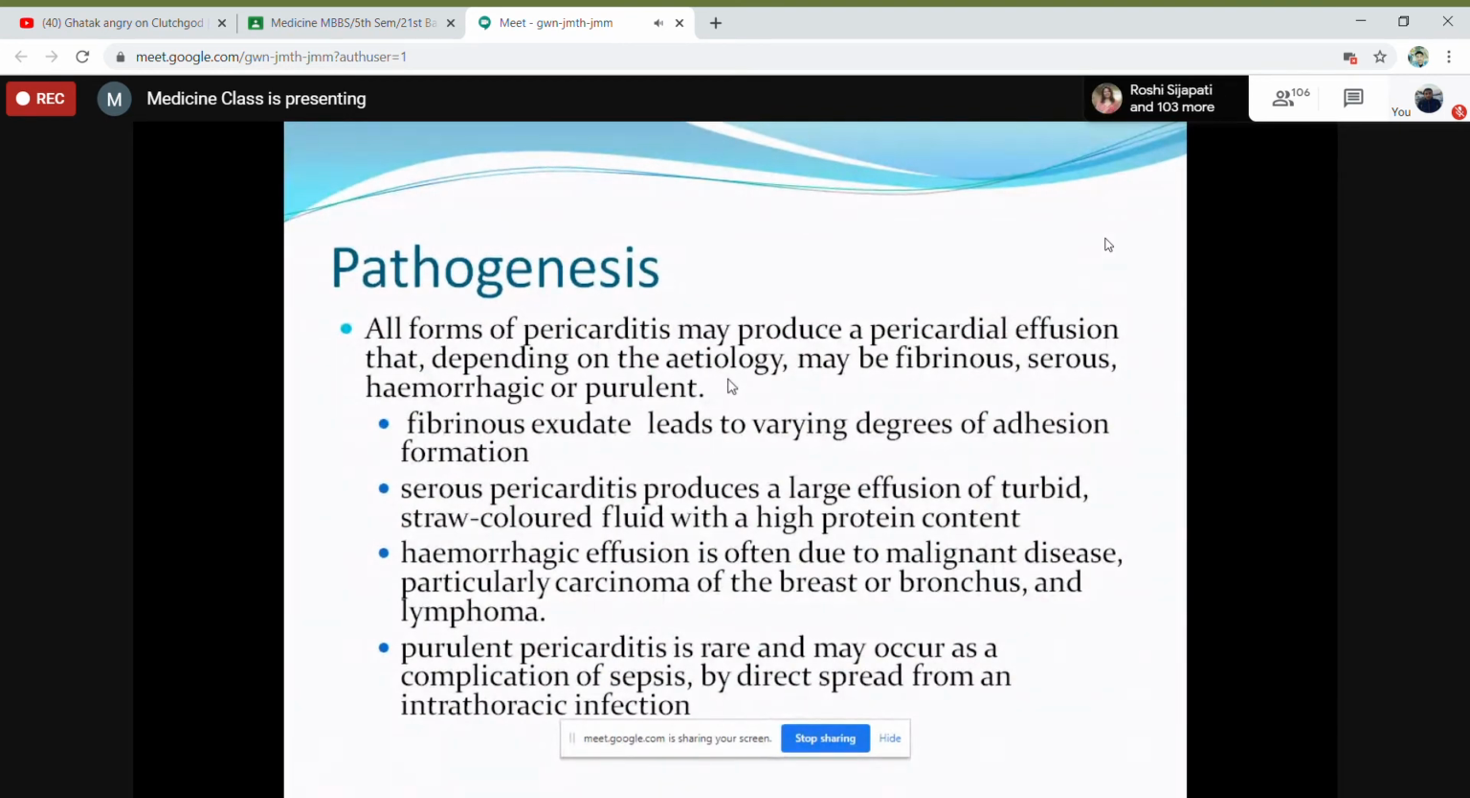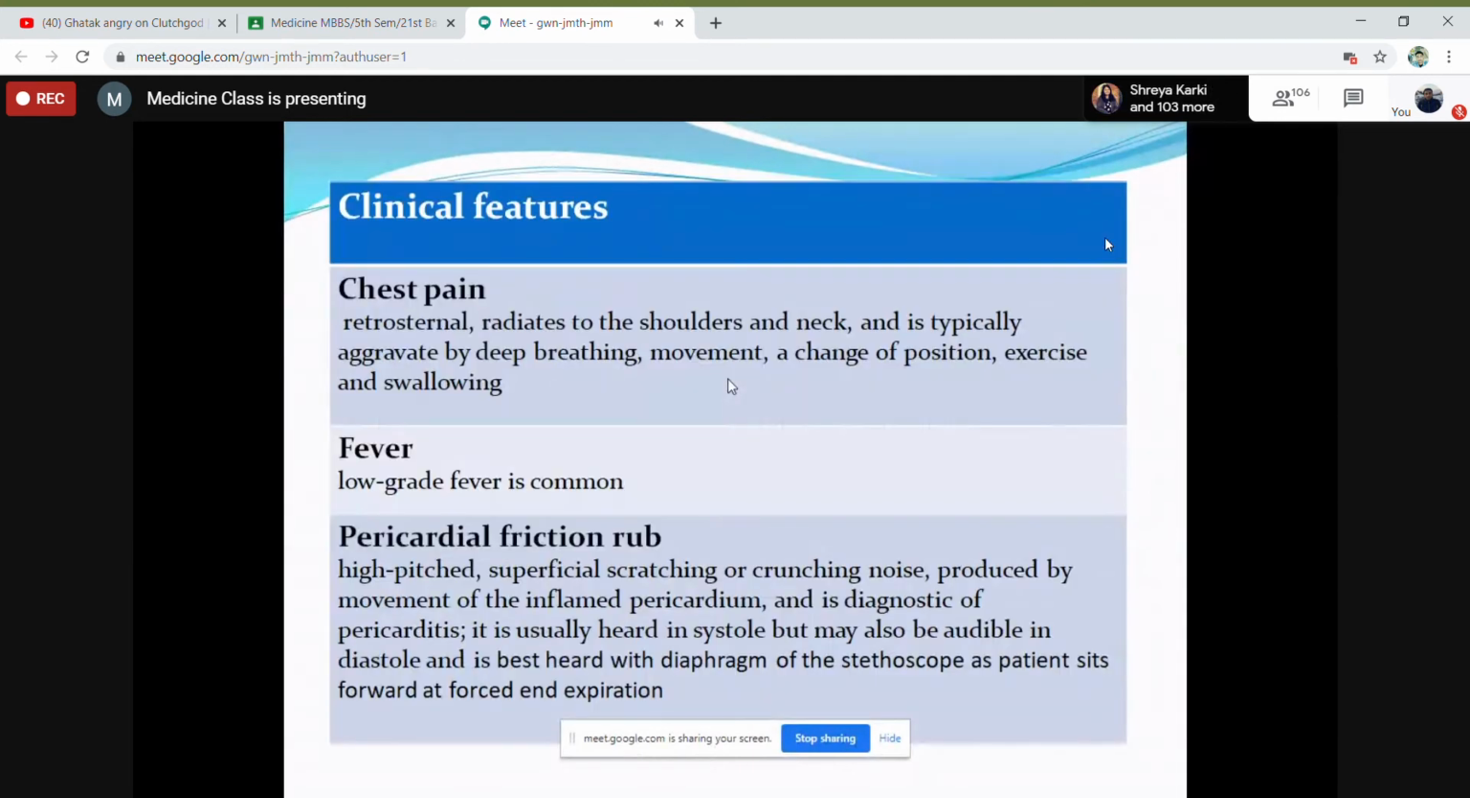Hemorrhagic effusion is often because of malignant conditions, particularly associated with carcinoma of the breast and the bronchus, as well as lymphoma. Purulent pericarditis is very rare and may occur as a complication of sepsis or by direct spread from any intrathoracic infections. Now, the clinical features.